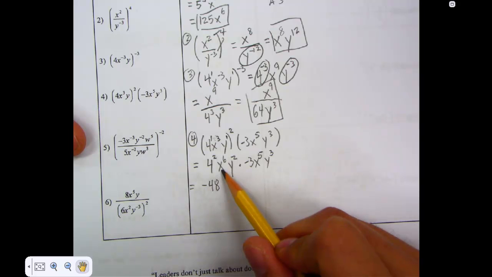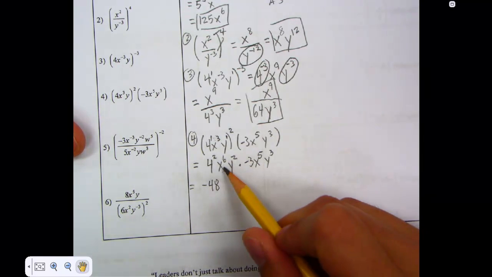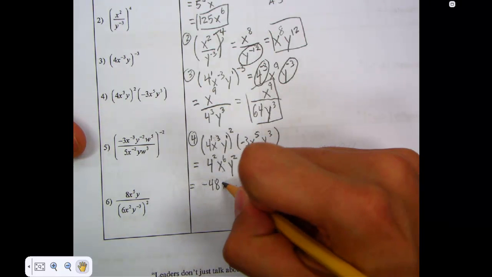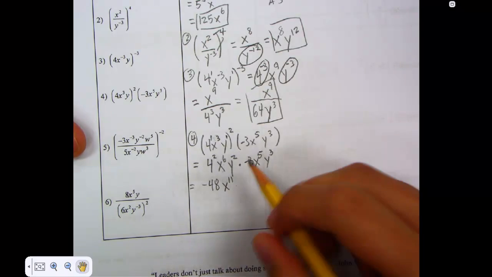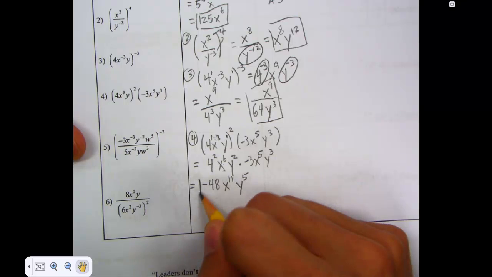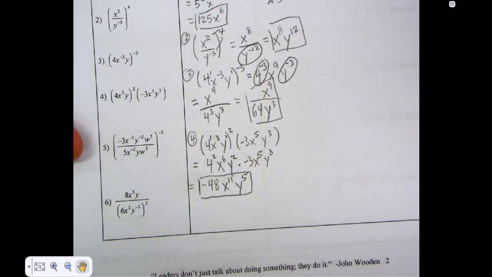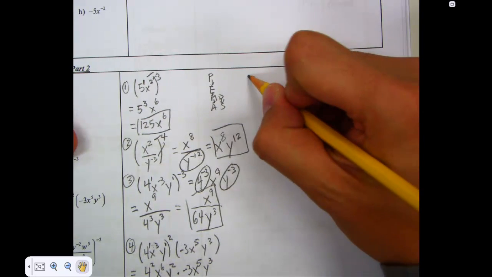X squared, x to the 6th power, times x to the 5th power. X to the 6th power times x to the 5th power is x to the 11th, we add. Y squared times y cubed is y to the 5th. And there's nothing else to do with this, so we're good. Example number 5, I'm going to copy up here.